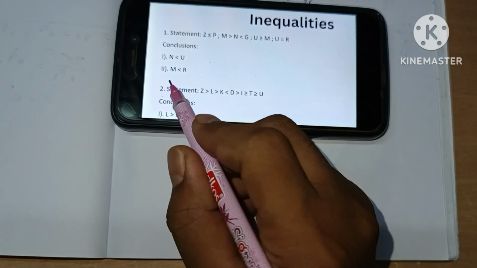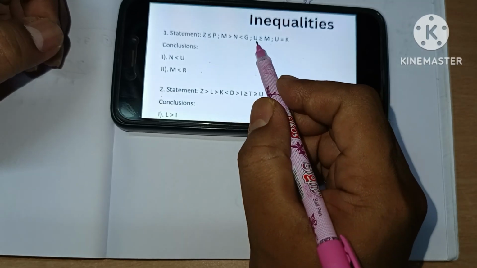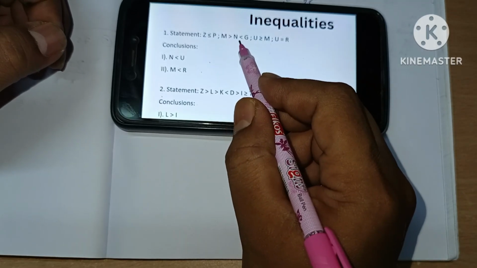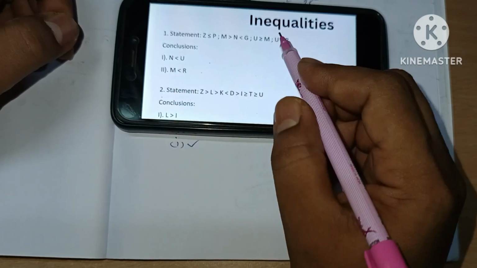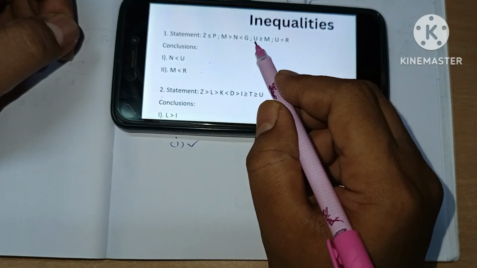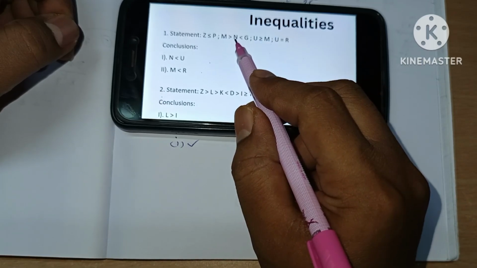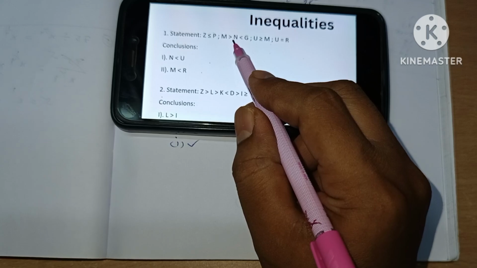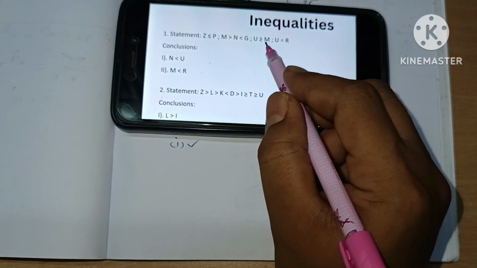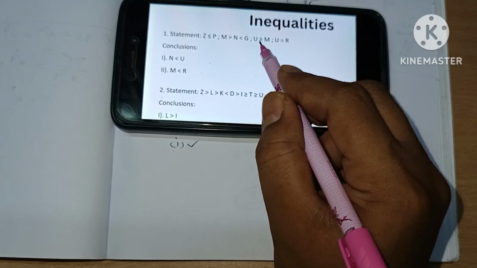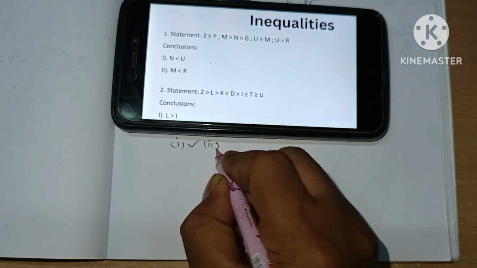Now we are going to see inequalities. First question, the flow from U to N. Here from U we can reach to M, from M we can reach to N. So first conclusion will be true. Second conclusion, the flow from R to M, from R, which is nothing but U, from U we can reach to M, from M we can reach to N. Okay, wait a second, we need to reach from R to M. From R we can reach to U, from U we can reach to M, but there is equal to also here. So second conclusion will be false.